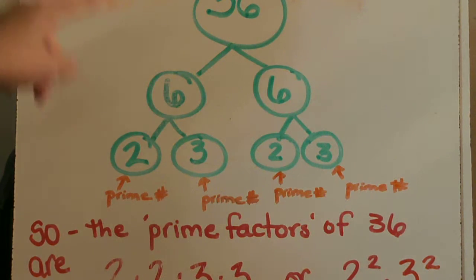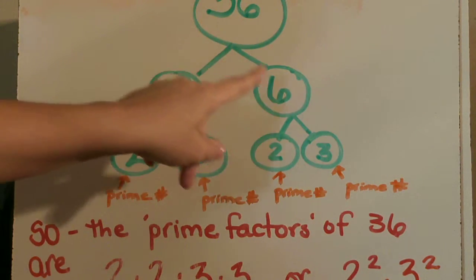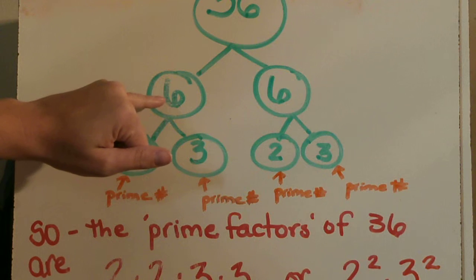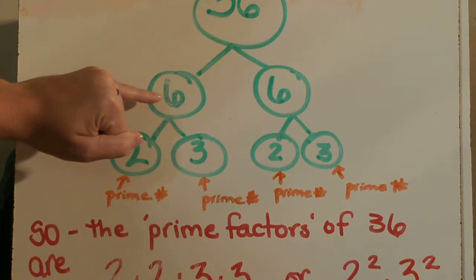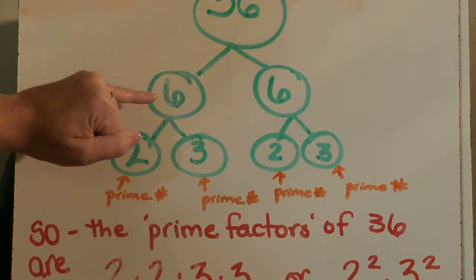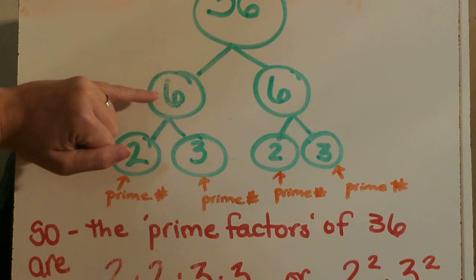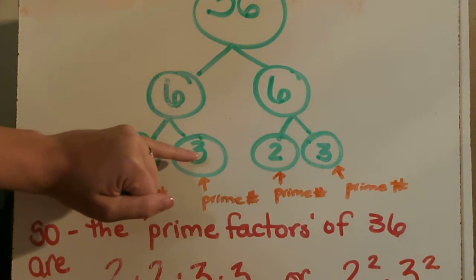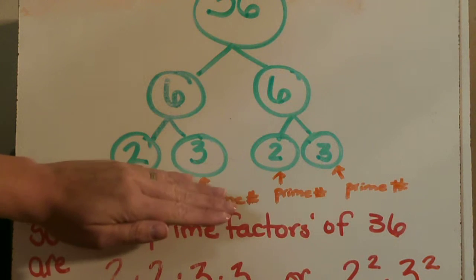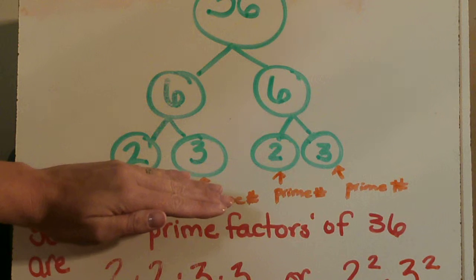I know that 6 times 6 is 36, so I branched off of my tree 6 times 6. Well, 6 also has some factors, 2 times 3, because 6 is not a prime number. Our tree stops when we get to prime numbers. 6 is 2 times 3. Now 2 is a prime number and 3 is a prime number, so we can stop at this branch of the tree. We cannot go any further.